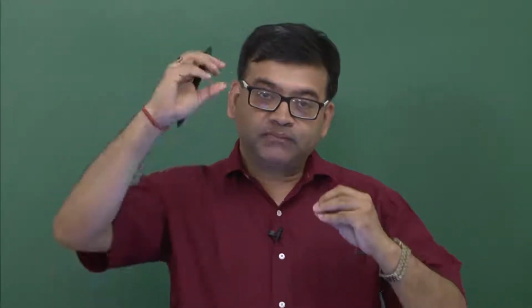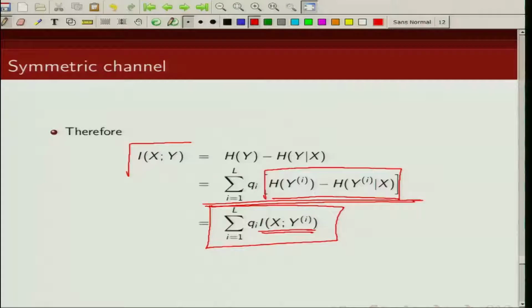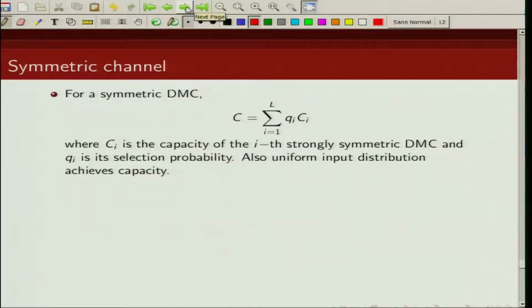Alright, and we are going to exploit this to get the capacity of a symmetric channel. So, if we are able to decompose our symmetric channel into strongly symmetric channels, and since it is the same input which goes to all of these strongly symmetric channels, and we know that it is the uniform input distribution that achieves capacity, we should be able to get the expression for capacity of a symmetric channel after decomposing it into strongly symmetric channels.